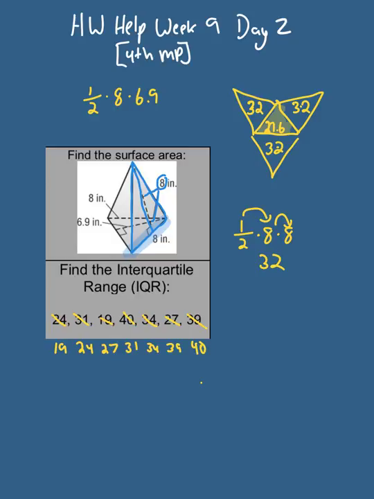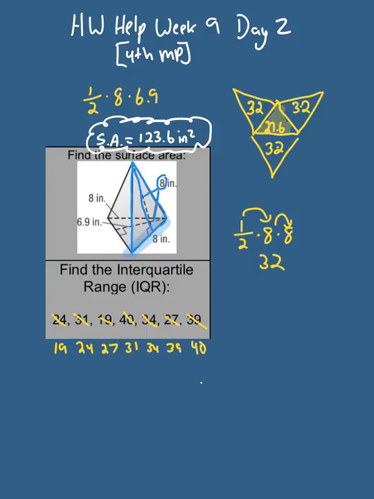And if I do that, I get 123.6. So that means my total surface area equals 123.6 square inches. All right, that one was a tricky one, so it took a little bit of time.